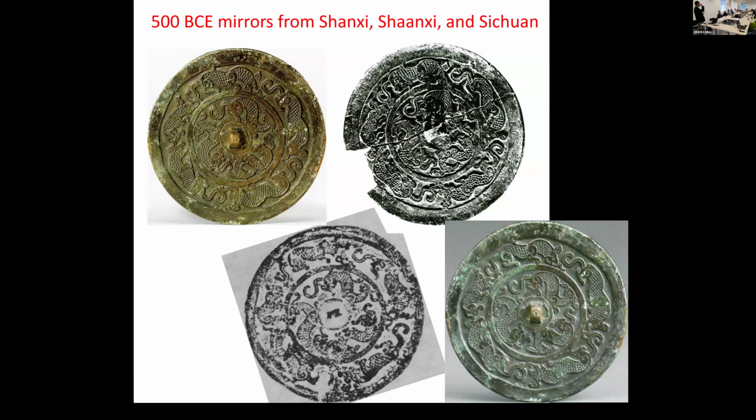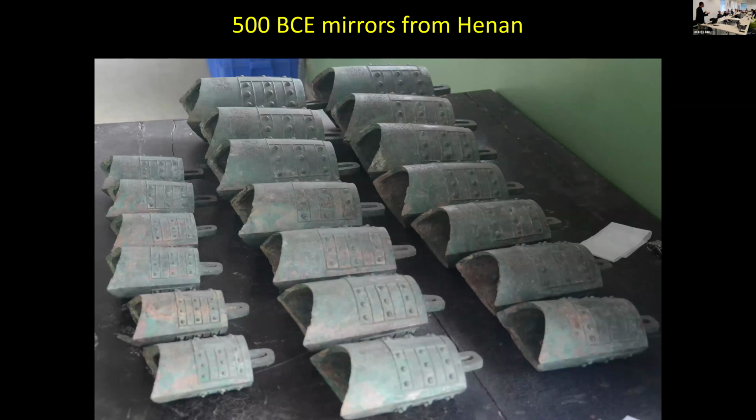So with this method, we can trace 300 BCE all the way to the roots to 500 BCE. We did find mirrors, identical mirrors, although they are not using exactly the same method, but we found that they are identical. 500 BCE from Shanxi and Sichuan. Already they are laying the industrial foundation for the 300 BCE mirror producers. And then 500 BCE, we found a lot of these bronze bells.